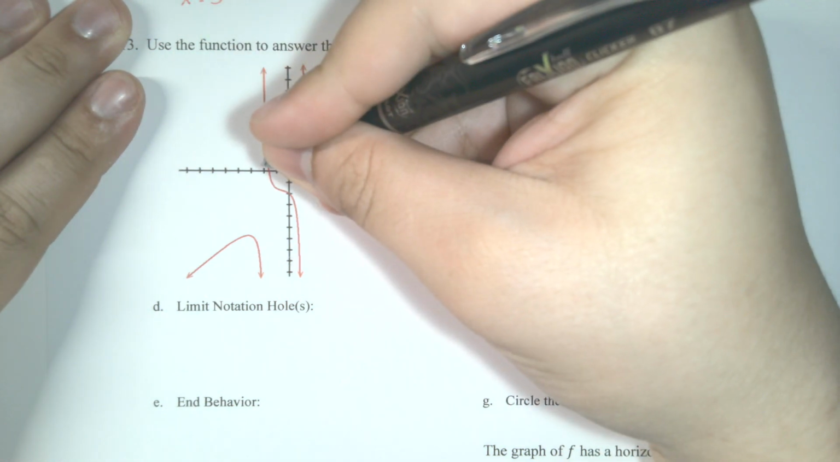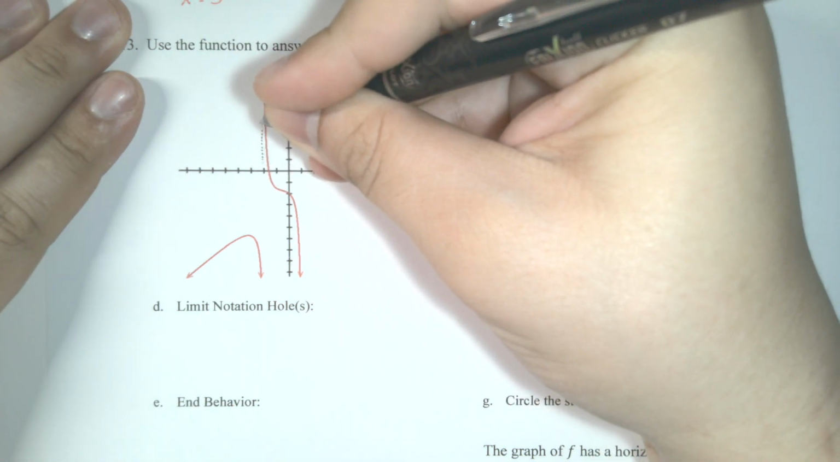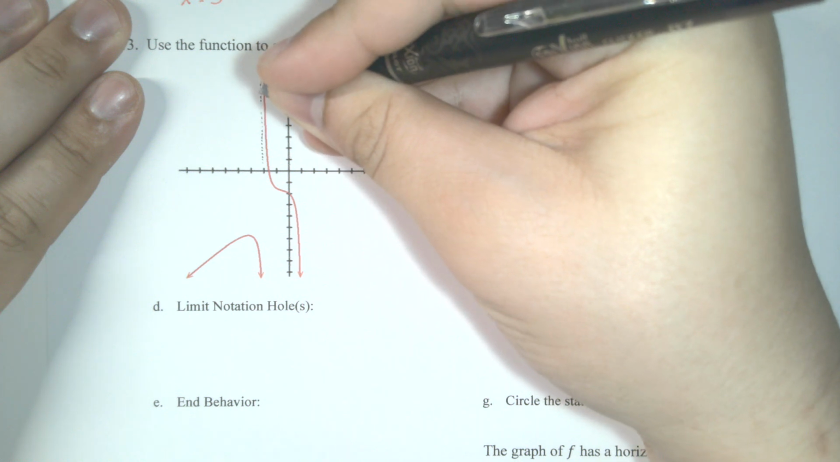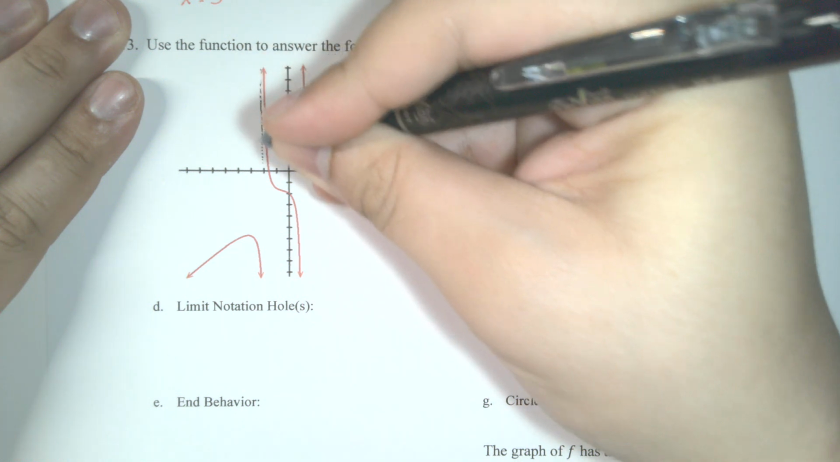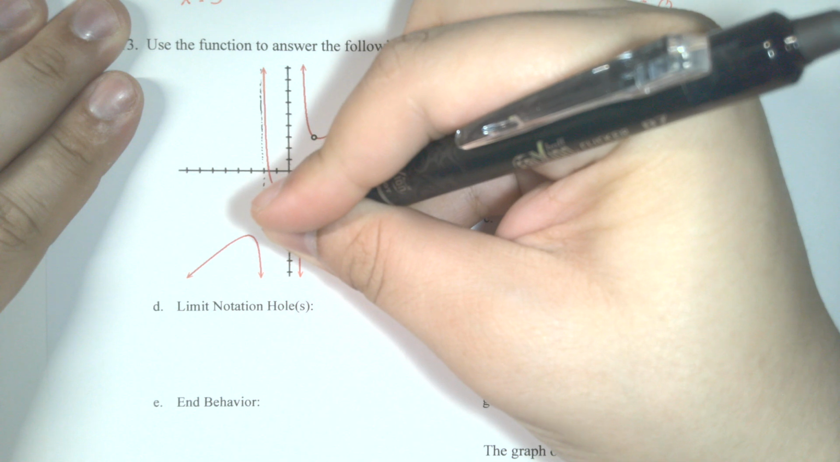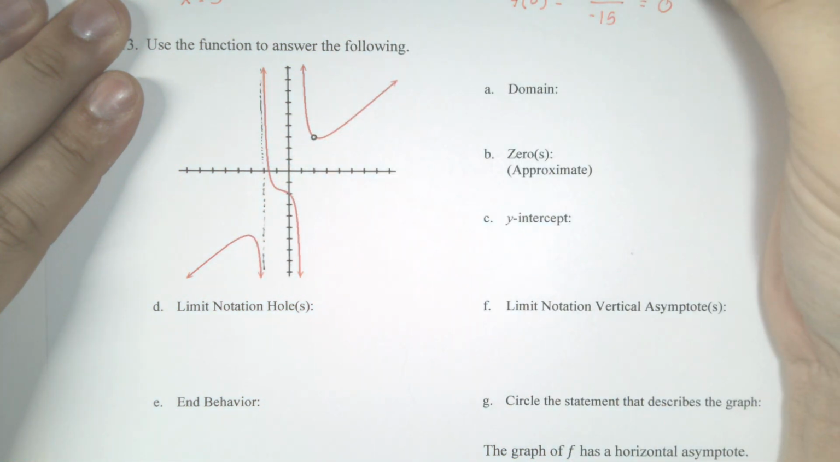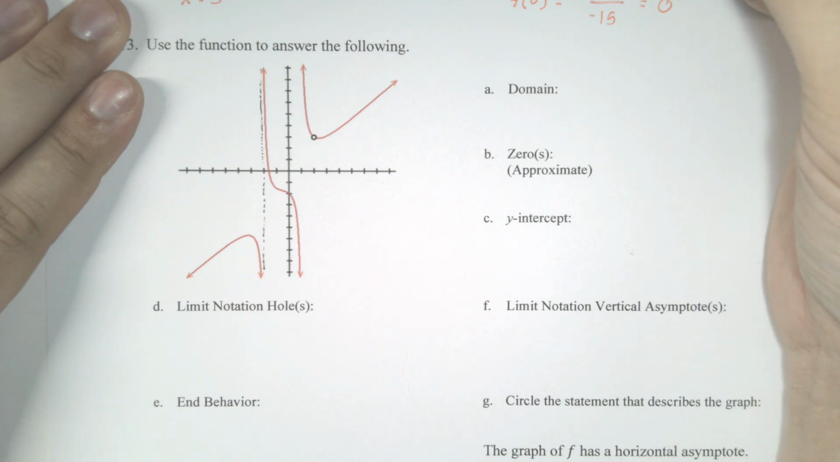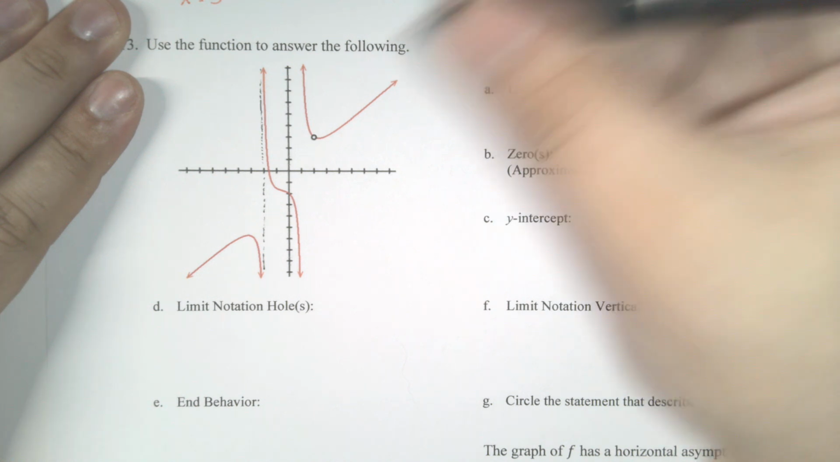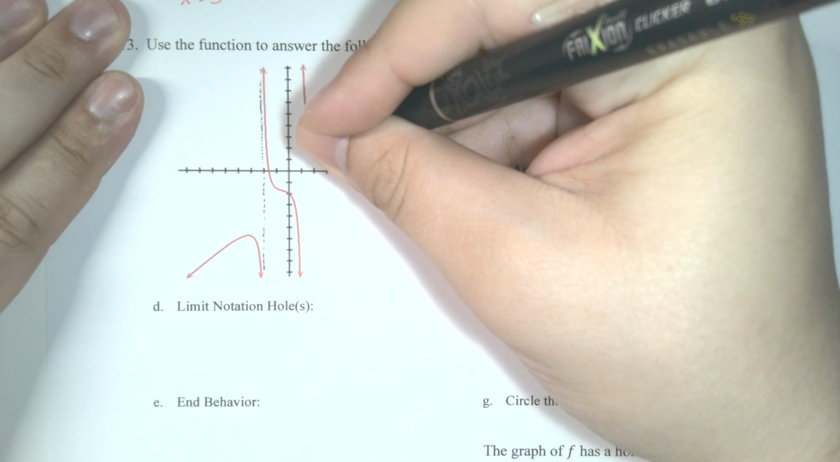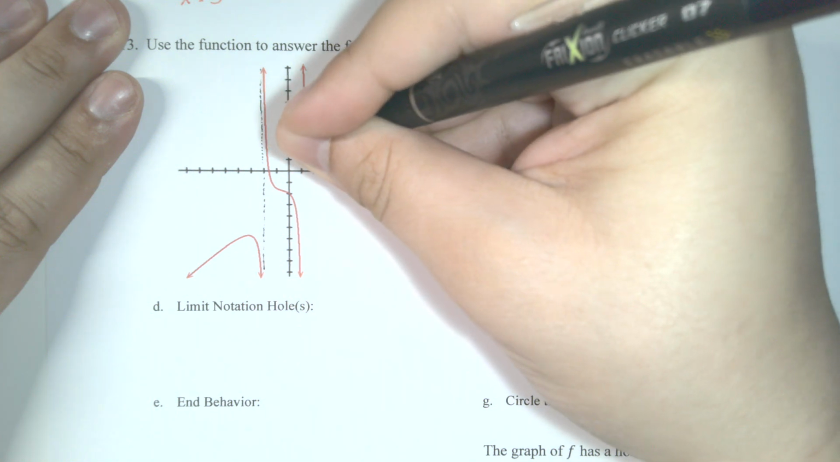And notice that this function, okay, that one's kind of hard to tell. I'm assuming the vertical asymptote. Okay, yeah, the vertical asymptote looks right. So vertical asymptote there, and it looks like we have a hole right here.